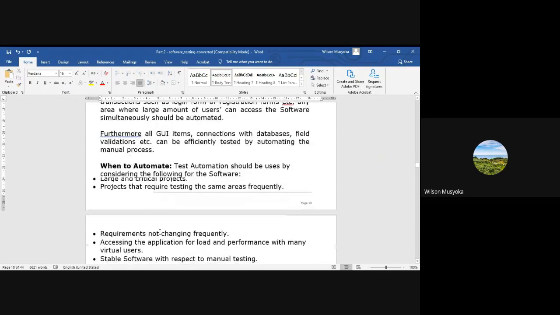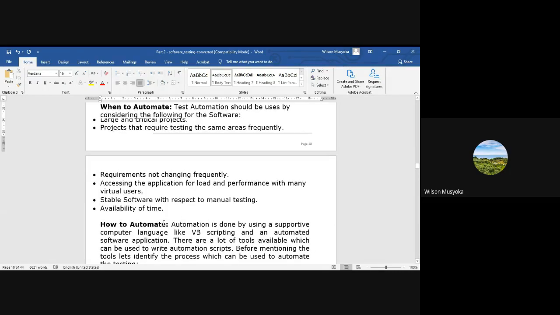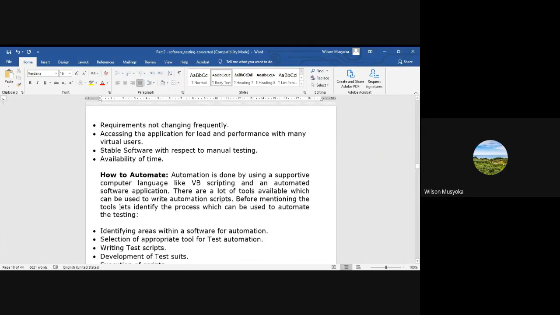So when do you automate? If the software is large, or the test is going to be carried out on several softwares, or the requirements are not changing frequently, or when assessing the application for load and performance with many virtual users, or when you have a stable software with respect to manual testing, and when there is time to automate the process.